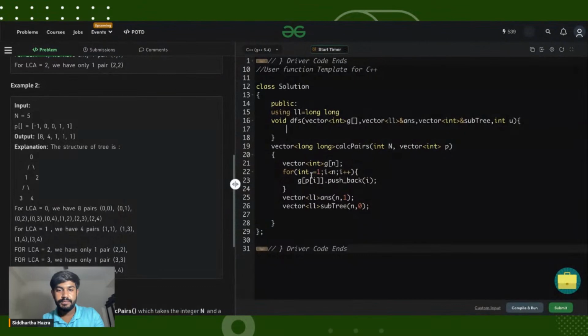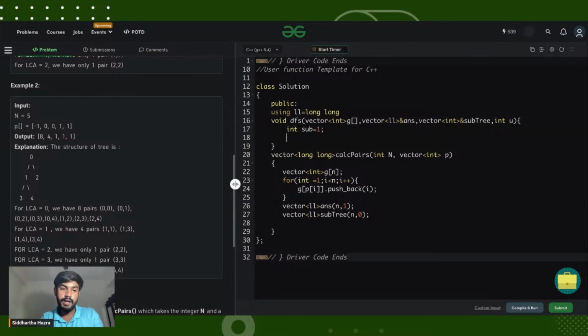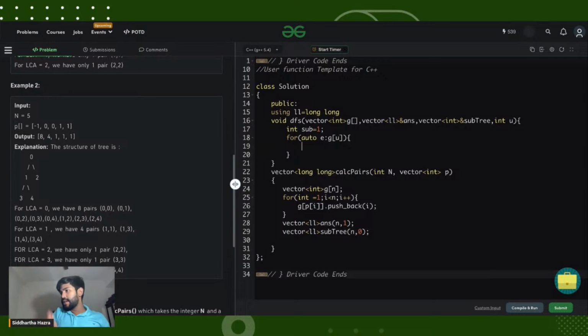LCA common pairs, and this is how it should be. Now at this point, I would say initially the subtree size is 1. Then I would go to all the neighbors, like from 0, we would go to all the neighbors of subtree size. And this function would return subtree size, calculate subtree size of G of U. First, we would find the subtree size of this particular person.